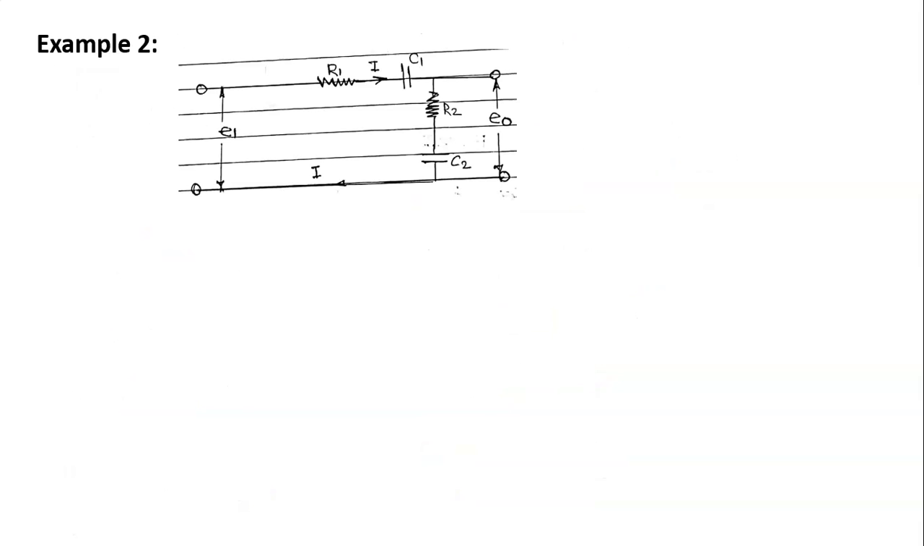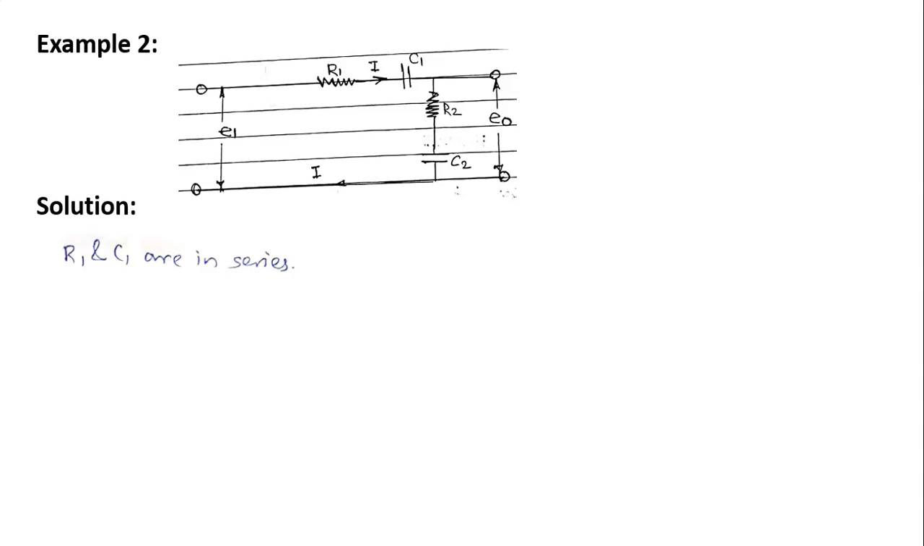Example second. Now, this is the circuit diagram they have provided. E1 is the input voltage, E0 is the output voltage. Now, R1 C1 are the two elements in series, and R2 C2 are also two elements in series, and all these four elements are in series, that is R1 C1, R2 C2 are all in series, and I is the current flowing through the circuit. Therefore, we will determine its solution.